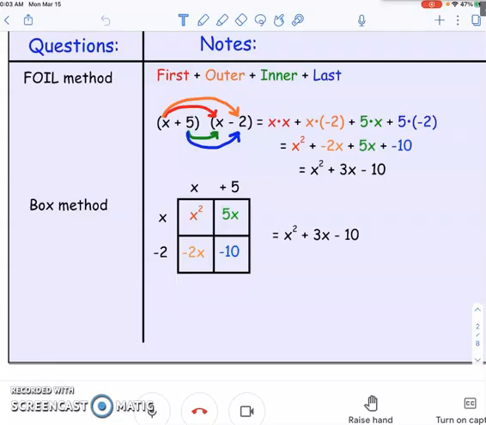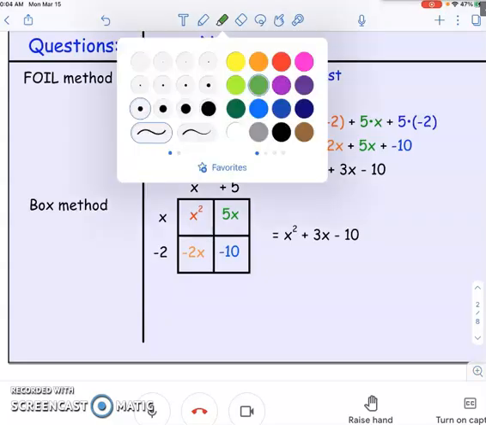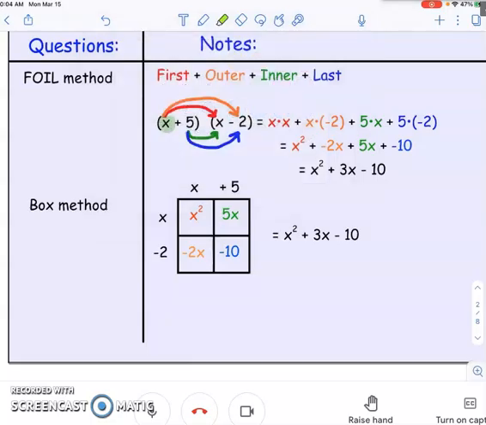Notice what I'm doing in this example. I'm starting with the letter X, the first one that you see in the first binomial, and I'm distributing it times the X and then times the -2 in the other binomial. Then I'm moving on, and I'm doing the same thing with the +5. I'm distributing it times the X and times the -2 in the second binomial. So this is called FOIL.